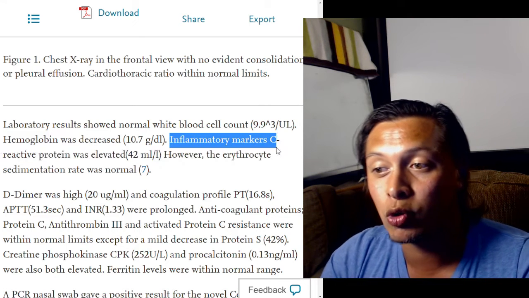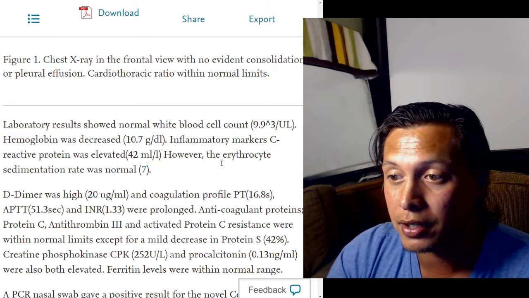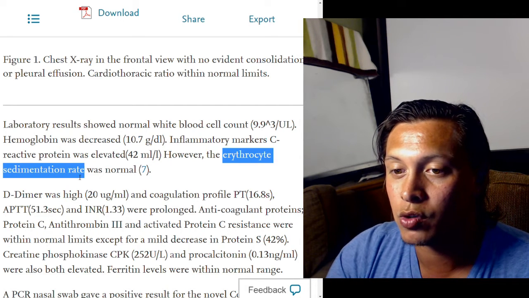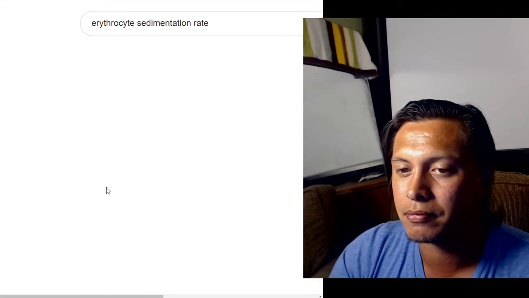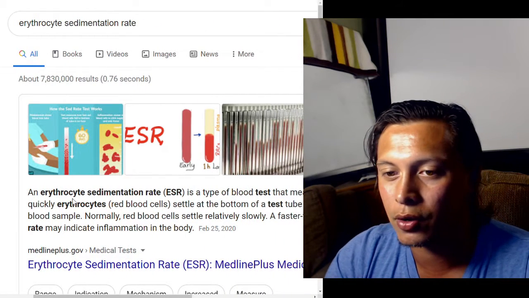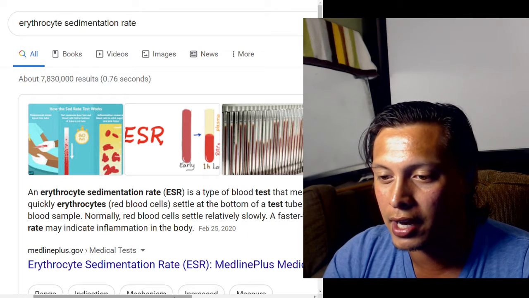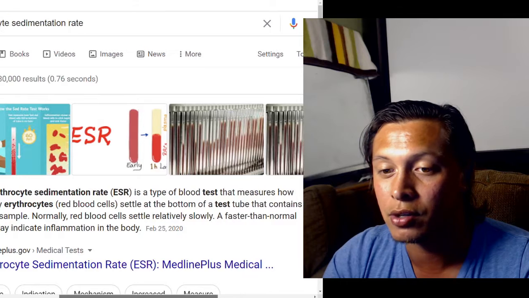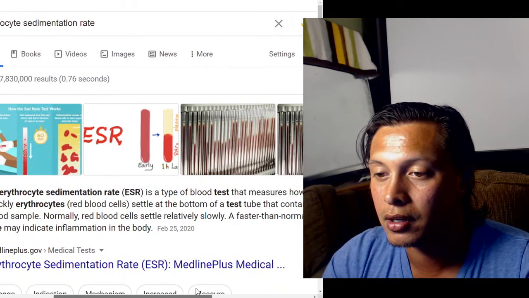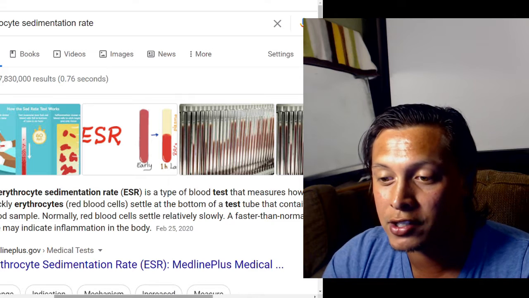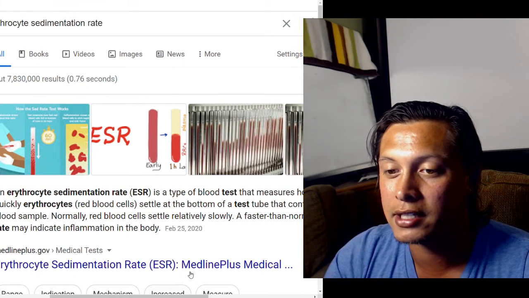So that inflammatory marker, C-reactive protein, was elevated. However, the erythrocyte sedimentation rate was normal, which is the rate at which blood cells drop down? Yeah, so the ESR is a blood test that measures how quickly erythrocytes settle at the bottom of a test tube. Normally red blood cells settle very slowly, and a faster than normal rate may indicate inflammation of the body.